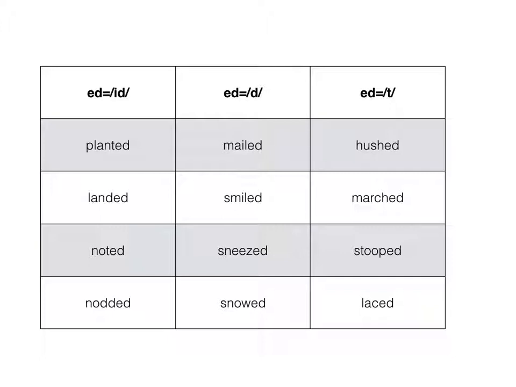Ultimately, ED says T is the most complicated of the three, and for sure the most difficult for your students to hear. Don't be surprised if they put the letter T at the end of the word when you dictate ED says T words. In hushed and marched, frequently students don't pronounce the T.